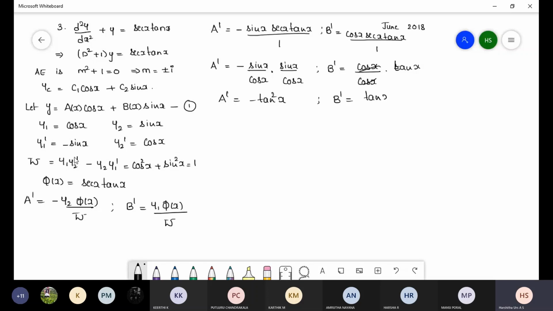B dash is equal to tan x. Apply the integration on both sides. Don't forget to write the constants here.